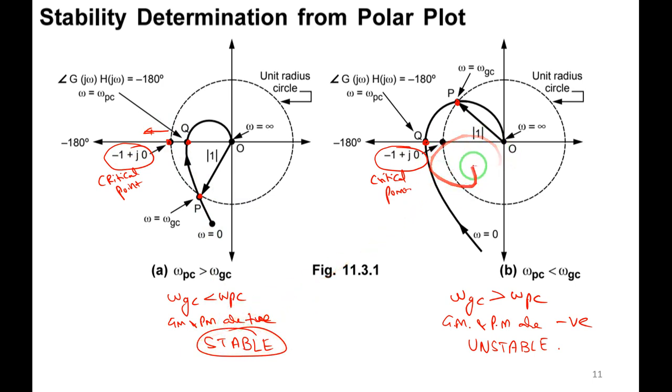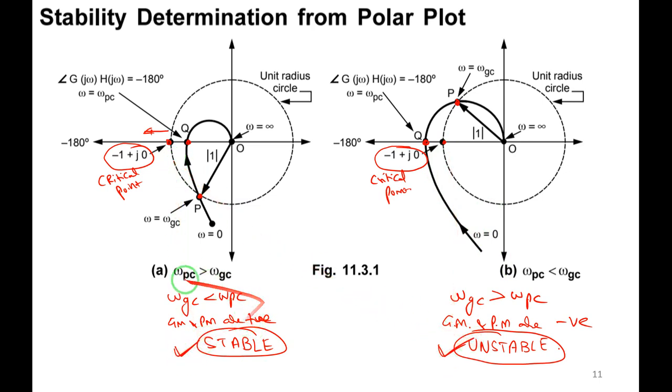Now observe figure B: the point minus 1 plus j0 is here, and the polar plot is enclosing it. Enclosing means encircling. The polar plot is enclosing this minus 1 plus j0 critical point, hence the given system is unstable. The conclusion: if the polar plot encloses this critical point, system is unstable. If it does not enclose, then system is stable.